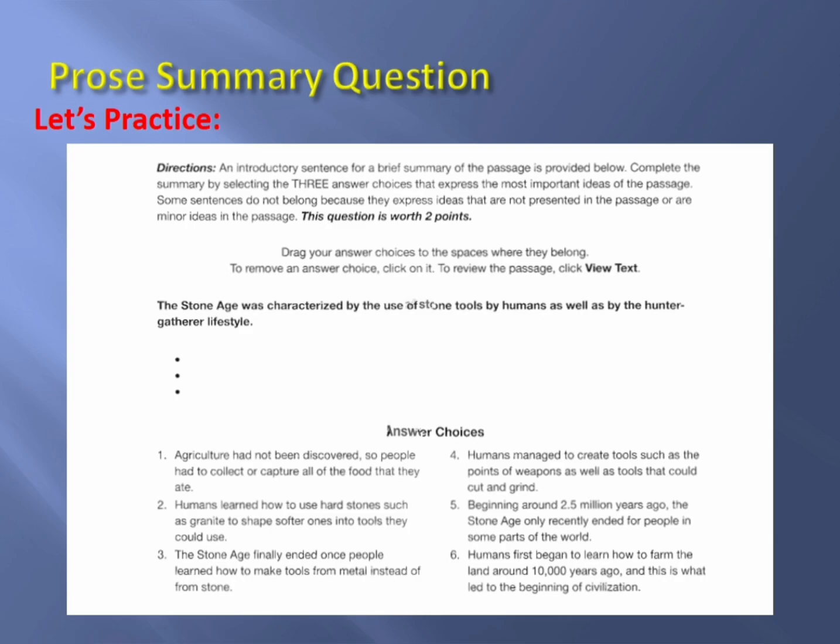For the explanation of answers. Answer choices 1, 2, and 4 are all correct. Choice 1 mentions that people did not farm but instead collected or captured their food. The sentence illustrates the hunter-gatherer lifestyle people led. Choice 2 describes the tool-making method people used. And choice 4 refers to the types of tools people in the Stone Age had. Both answer choices 2 and 4 refer to the part of the sentence that mentions humans using stone tools.